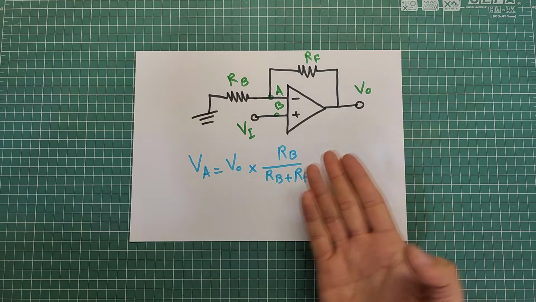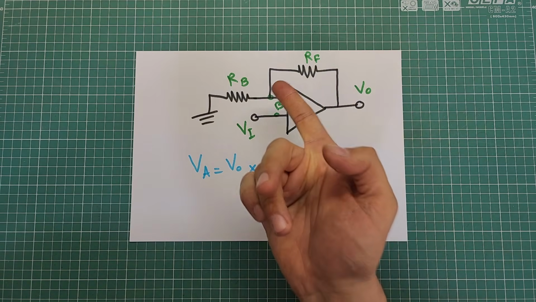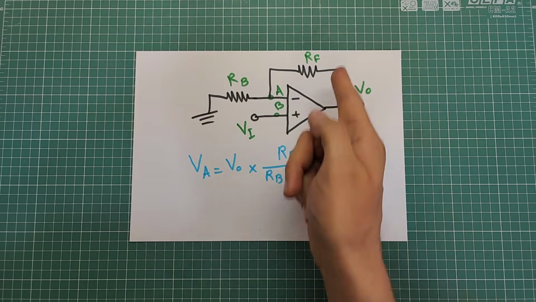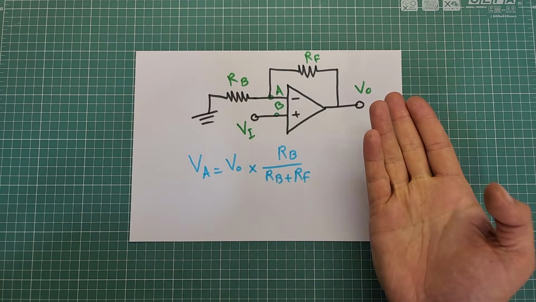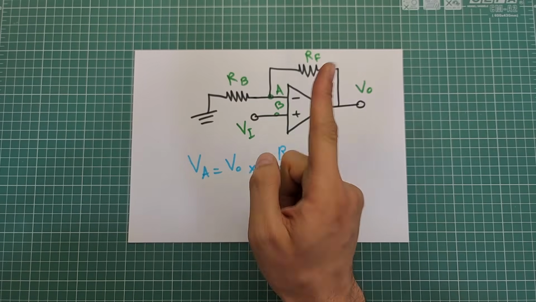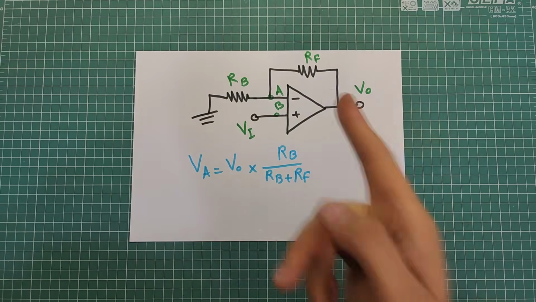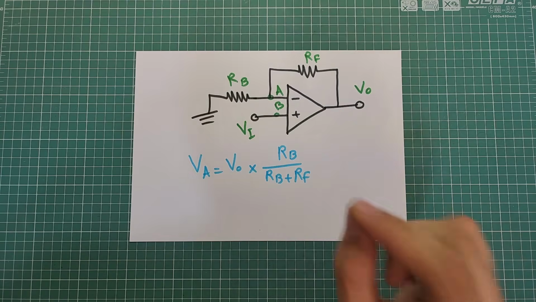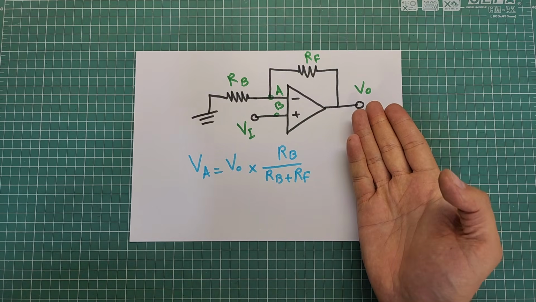By using the voltage divider equation, the voltage here at point A is a function of RF, RB and output voltage. If I assign 10 kilo ohm to RF, 1 kilo ohm to RB, then the voltage at point A will be a function of output voltage only.